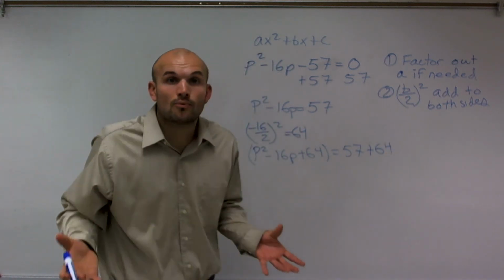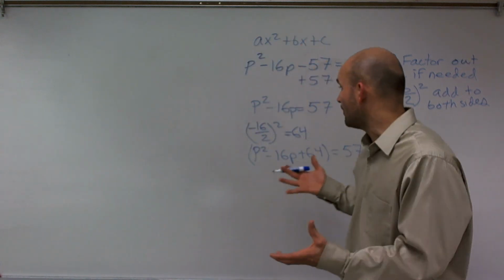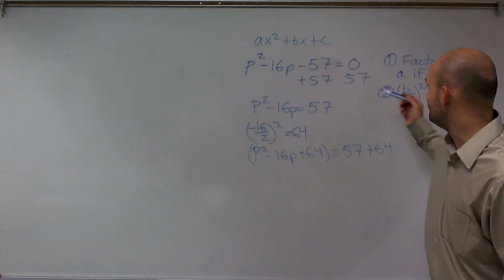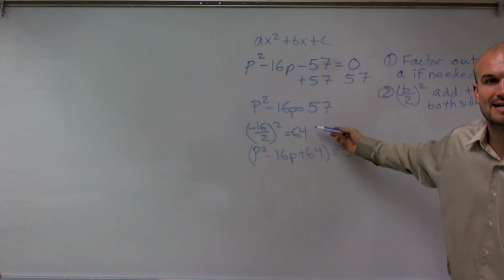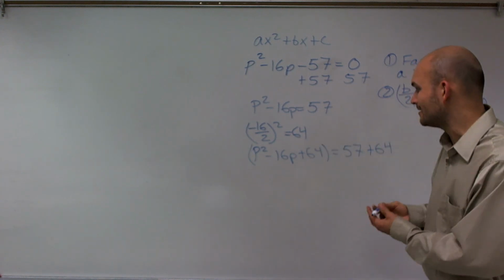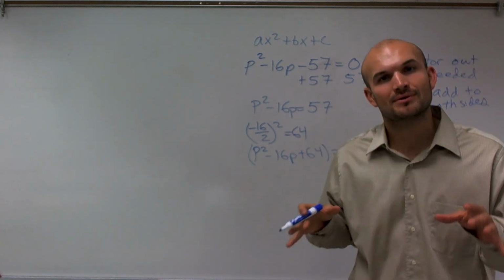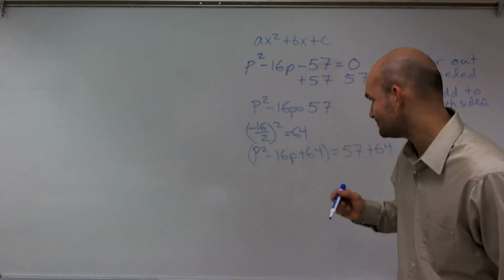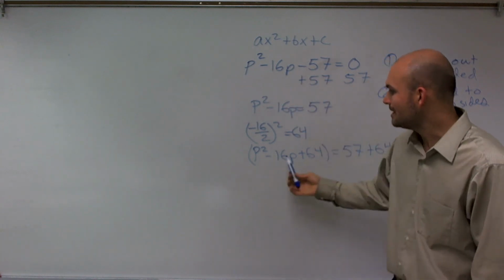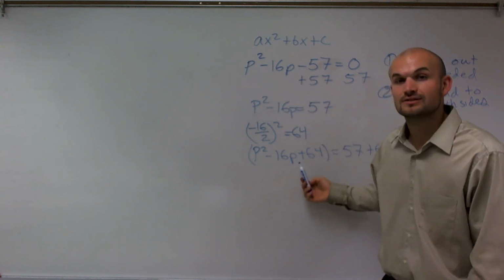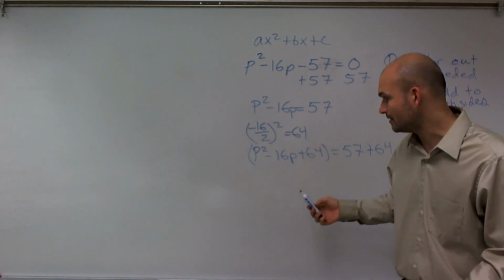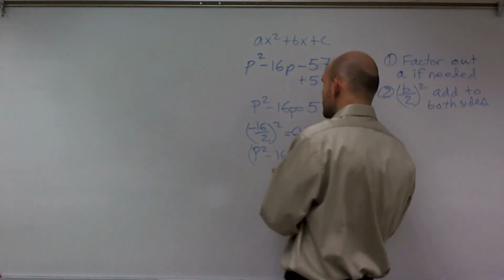So what's the whole reason for doing this? Why did I want to get b divided by 2 squared, 64? Why do I want to add it in there? Why do I want this perfect trinomial? Because, I'm going to show you. By adding 64, I have now created a perfect square trinomial. Well, what is so important about this perfect square trinomial?